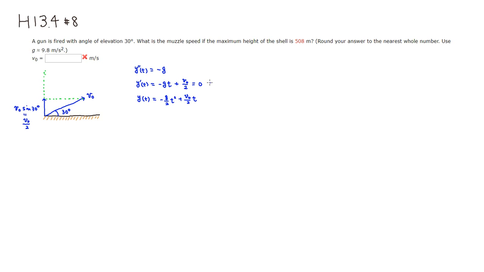Then we subtract the v0 over 2. We get negative g times t is equal to negative v0 over 2. Then we divide through by negative g, so the negatives cancel out, and t comes out to be v0 over 2g. This is the time when the height is the maximum. So we're going to plug this into the height function.